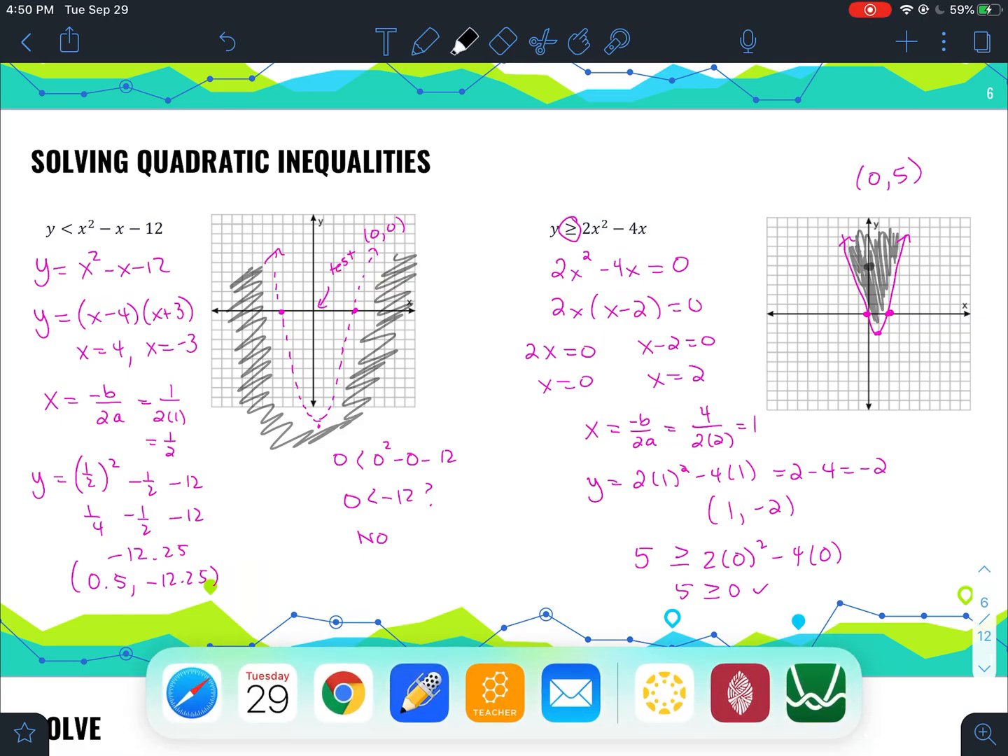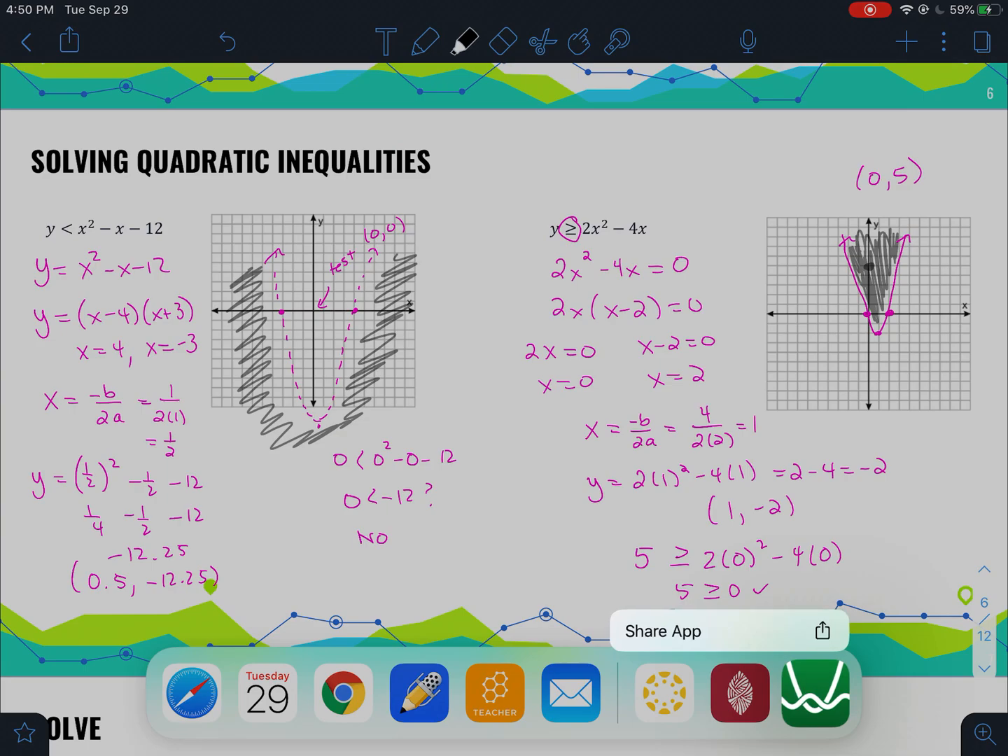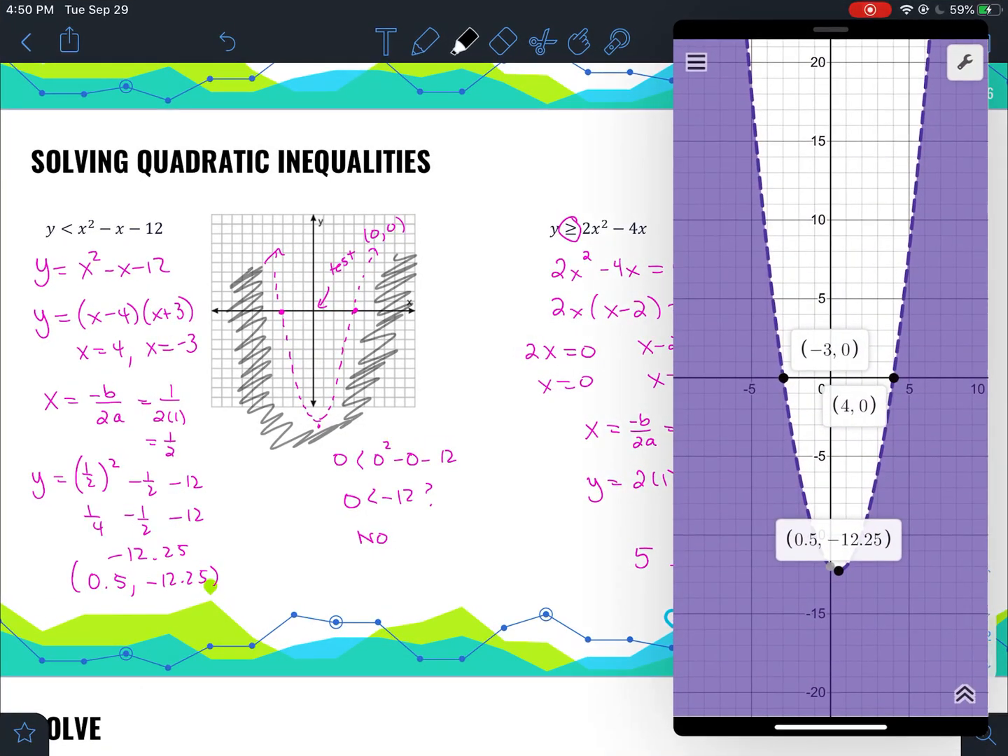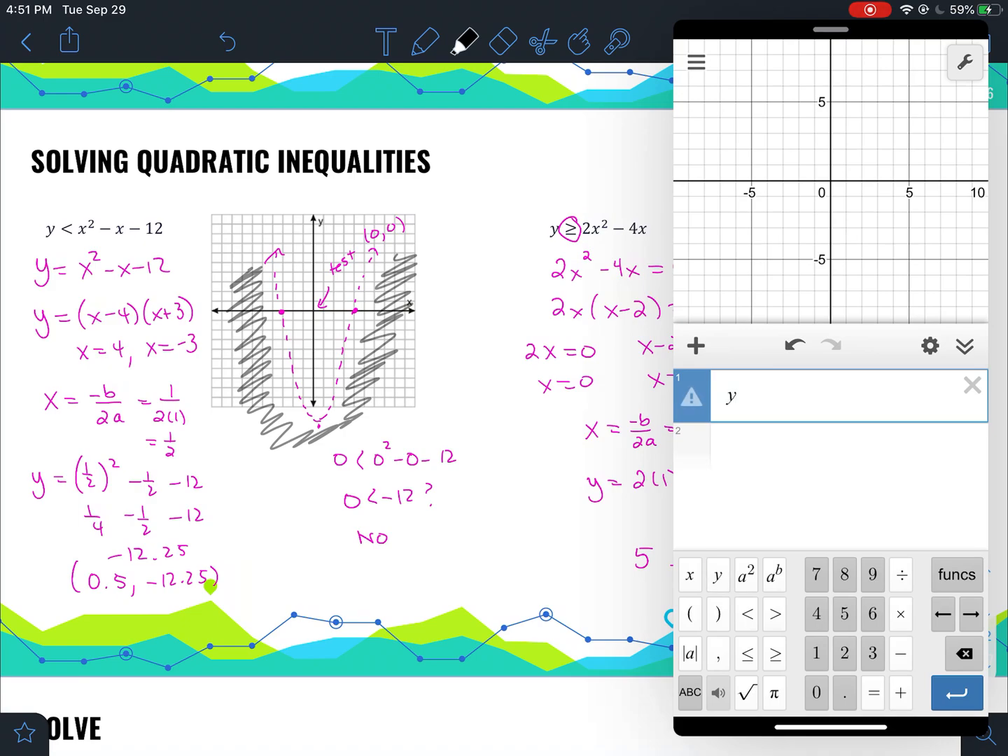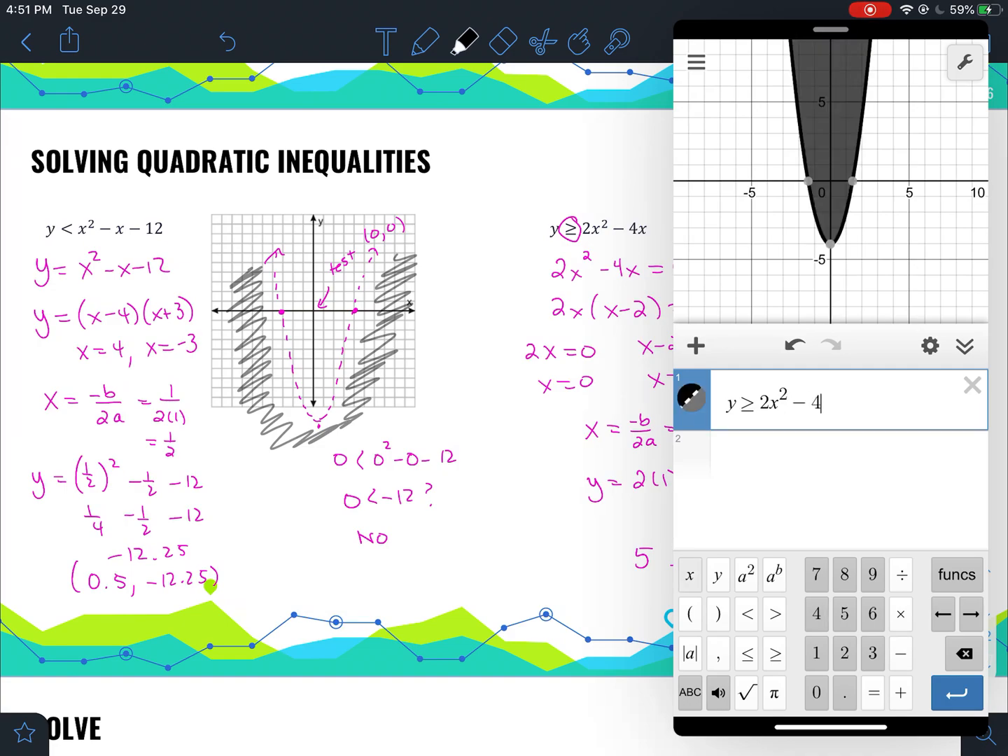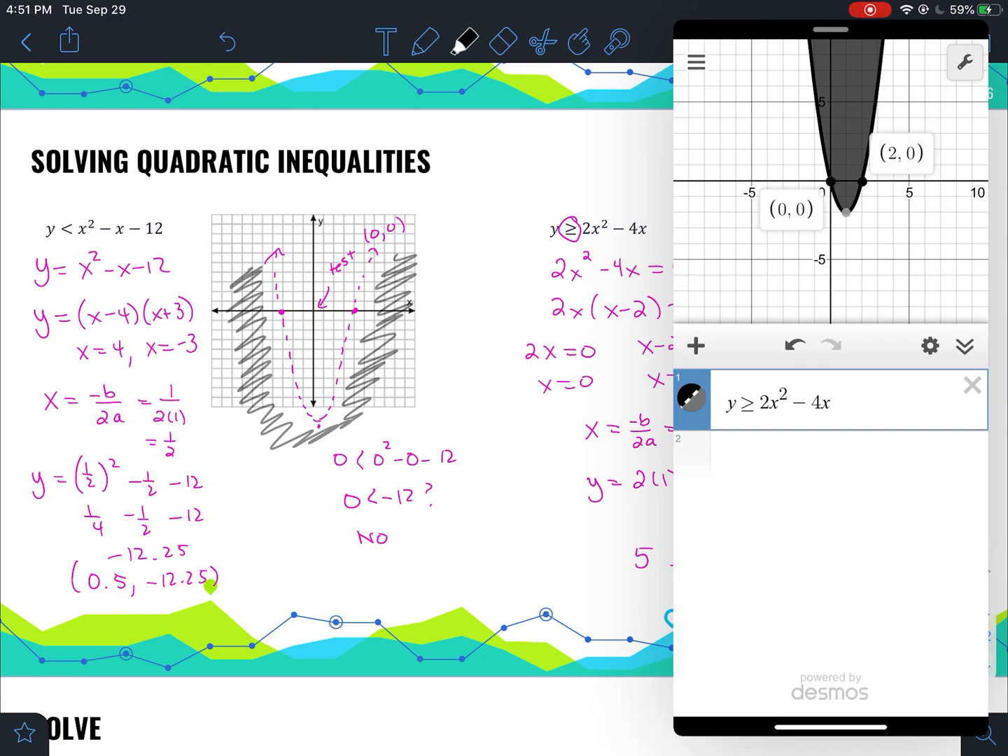So again, we can go to Desmos and make sure that that looks right. And so we had y is greater than or equal to 2x squared minus 4x. And we have our solid lined parabola with x-intercepts at 0 and 2, and then our vertex was at 1, negative 2, and we shaded inside the parabola.